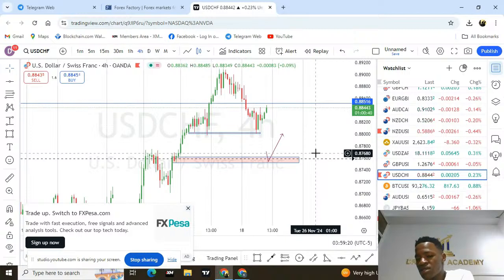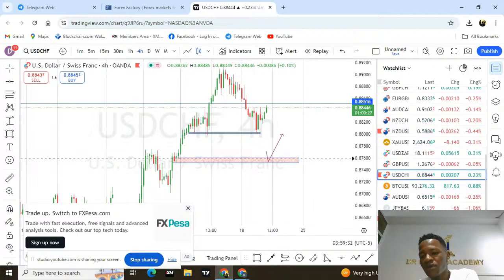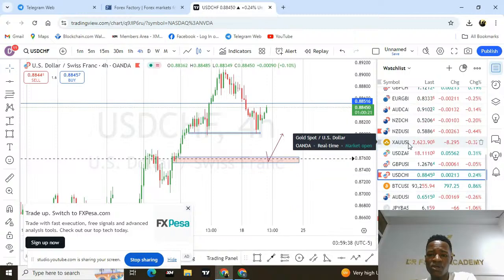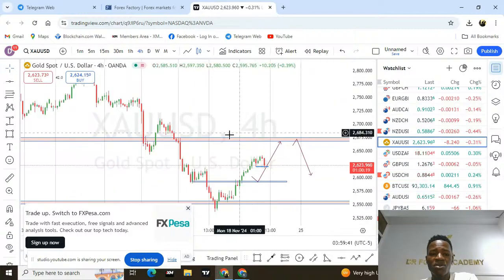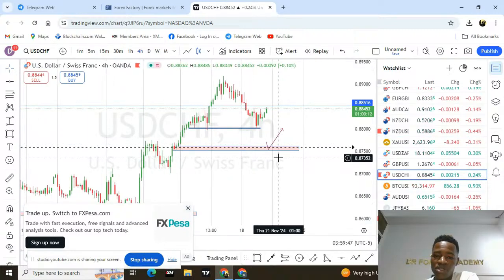And the correlation is that USD CHF and gold have a negative correlation, meaning whenever gold is buying, USD CHF normally sells. So that's why we are looking for the market to come back to this order block on 4 hours, and also on the daily time frame, the order block on the gold. The market will come back to this zone for gold and USD CHF. That shows our analysis is correct, meaning the correlation is still working out.